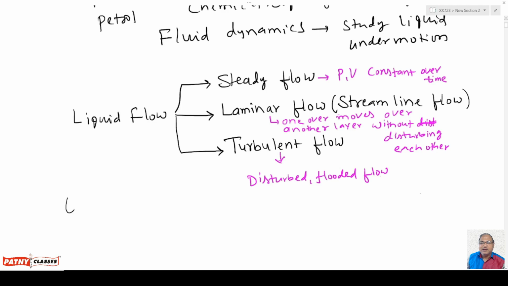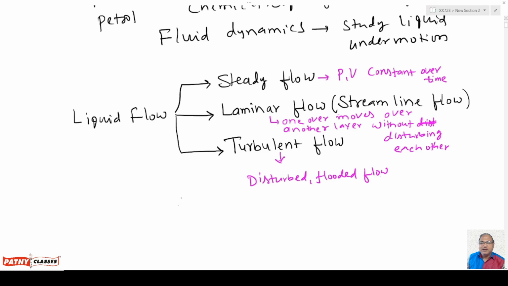What is steady flow? When the liquid is flowing through the pipe, if the pressure and velocity of the liquid are constant over time, constant for a given period of time, not changing, neither increasing nor decreasing, remaining constant, then we call it a steady flow.